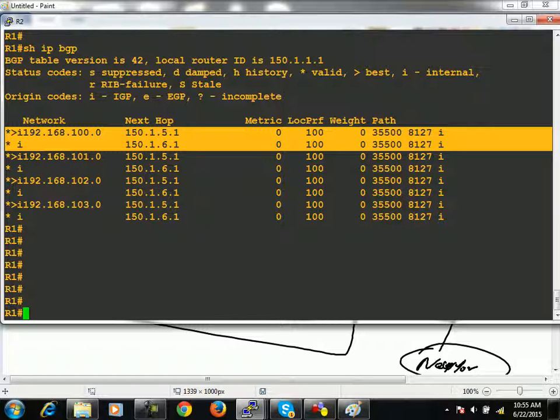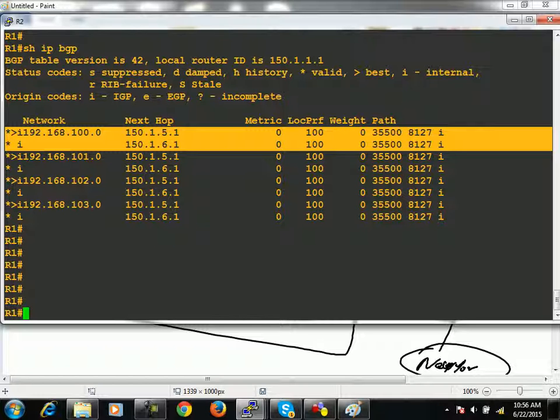Next is what? MED. Lower is always preferred, and by default for all internal prefixes it is what? 0, as you can see here. By default it is 0, and if it is 0 via both neighbors, again based on MED it will not be possible for BGP to define its best path.